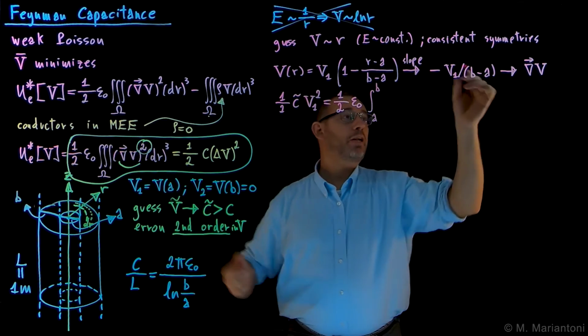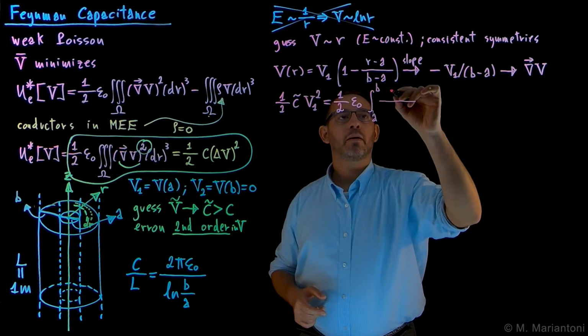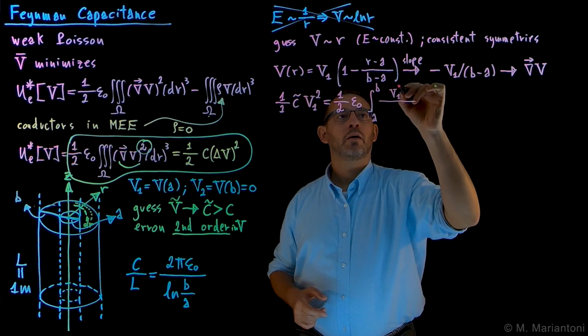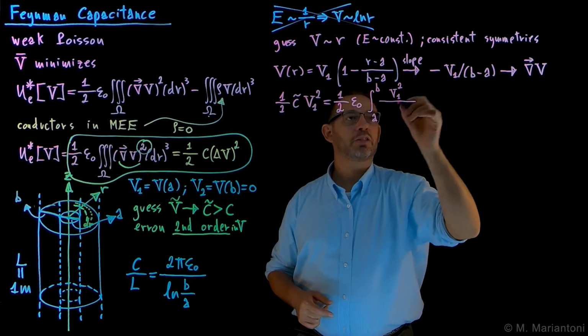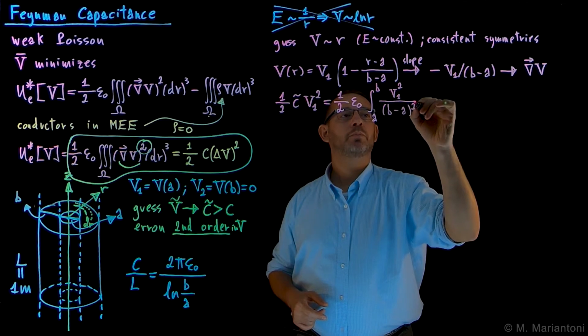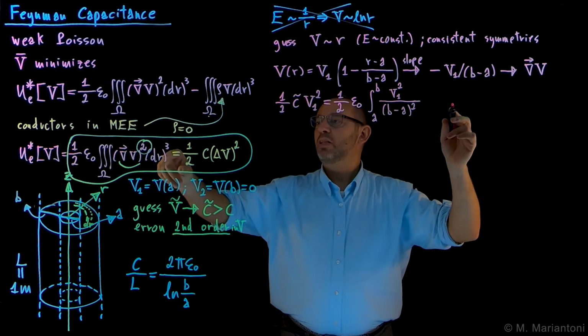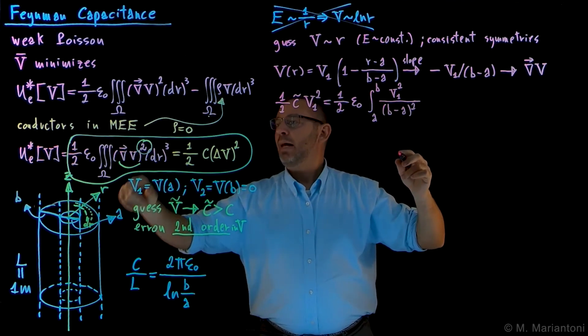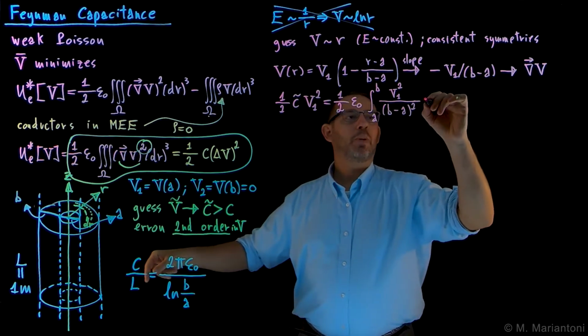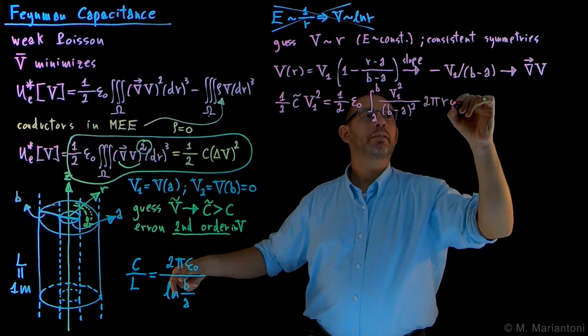And so now we're doing the square of this slope, which becomes a positive V1 squared, divided by B minus A, the whole quantity squared. So I do the gradient, which is the slope squared. Now the volume again is for 1 meter. I already integrated the angle, which gives me a 2 pi. So the last part of the integral has to be 2 pi r dr.